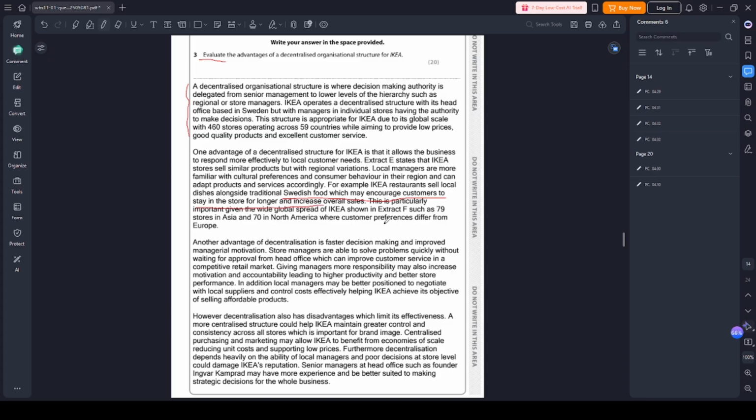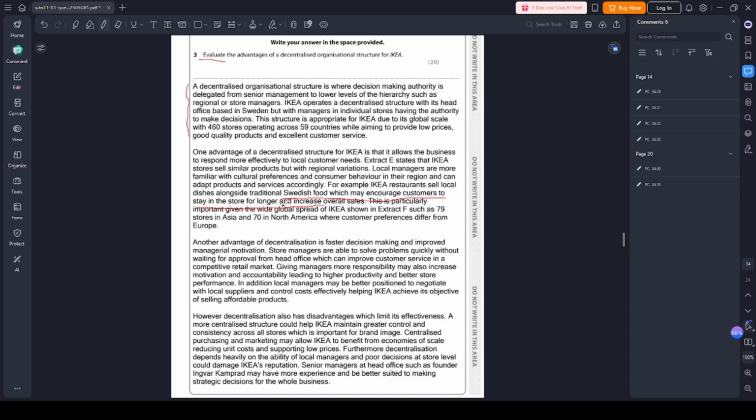So we have to give an example from the extract while also explaining why this case is like that. So think about how different tastes are in Asia, which has 79 stores, and in North America, about 70 stores. And this is compared to Europe as extract F shows us. So why does this gain us marks? Like answering the answer in such a way. How does this gain us marks?